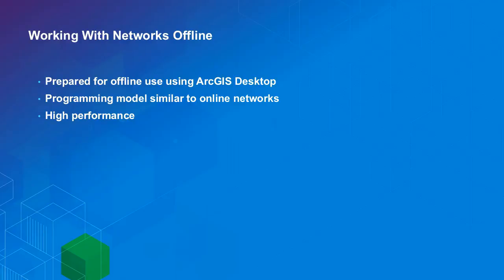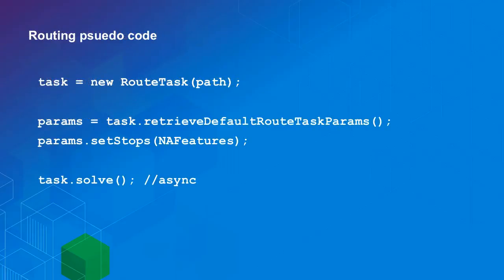Working with networks, almost identical to working with locators. You prepare the network for use on your runtime application using ArcMap in the desktop workflow. Programming pattern is the same. And again, because the data is local on your device and there's no network request, generating driving directions is extremely fast inside of the runtime. And the pseudocode here is really quite similar. You create your task, you create your parameters object, and you call solve on the task, and it generates the stops.